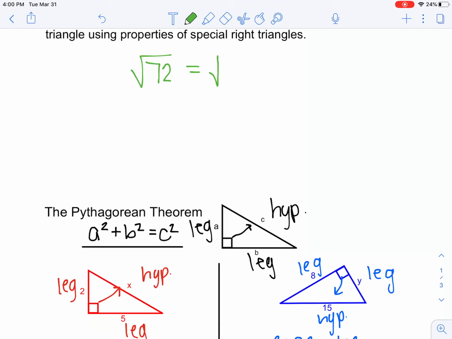So if you go through the factors of 72, you end up finding the biggest perfect square to be 36. That is a factor. And it's 36 times 2 that gives us 72. So we can take the square root of that perfect square. So the square root of 36 is 6. We bring that out in front, and then our 2 would stay inside. So 6 root 2 would be the simplified form of square root 72.